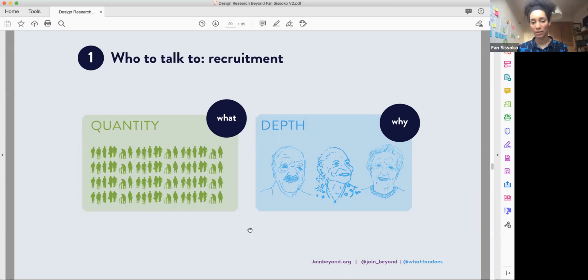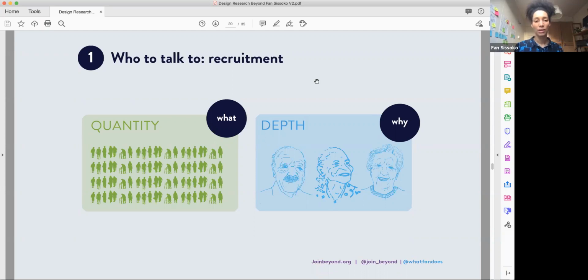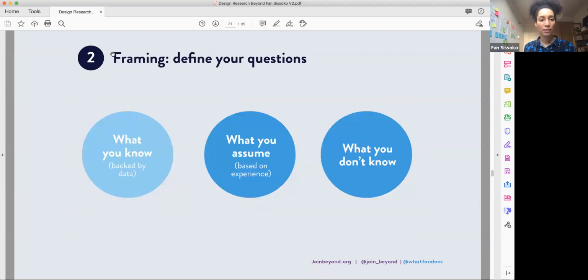I tend to go for depth, just because the nature of what I'm trying to do is get into some deeper behavioral insights, and try to understand people's motivations. And it's less about trying to understand trends or what's going on at a wider population level. Then once you've decided who you're going to talk to, the next challenge is around framing your questions.